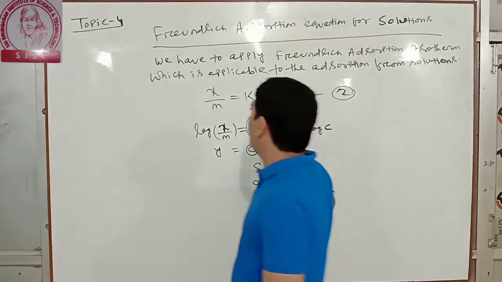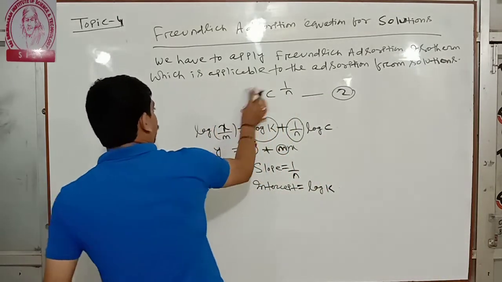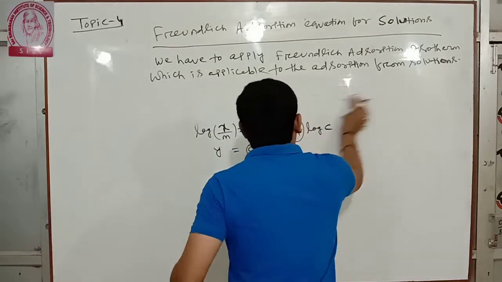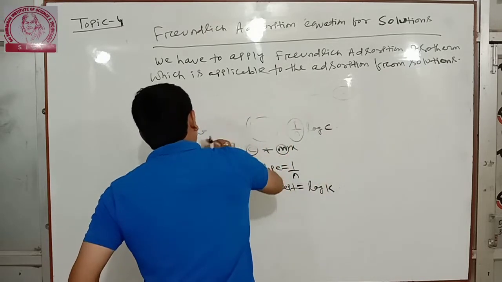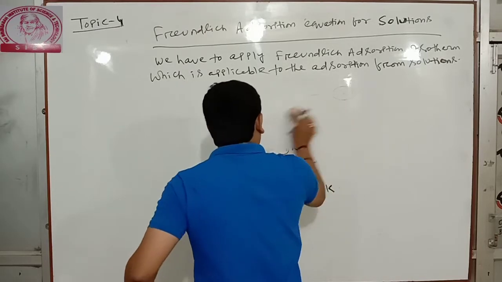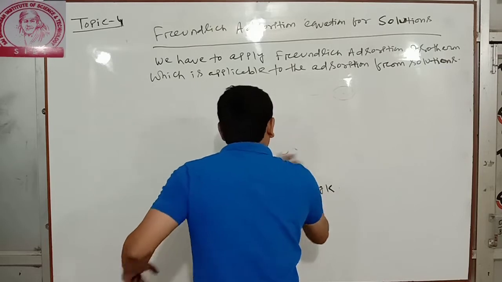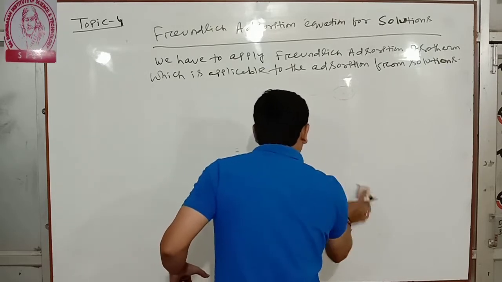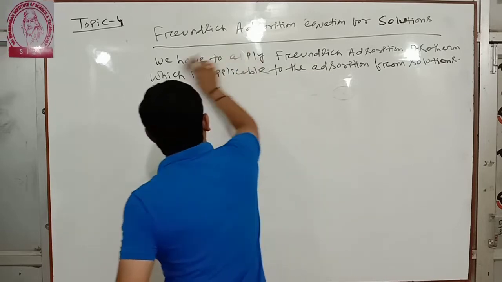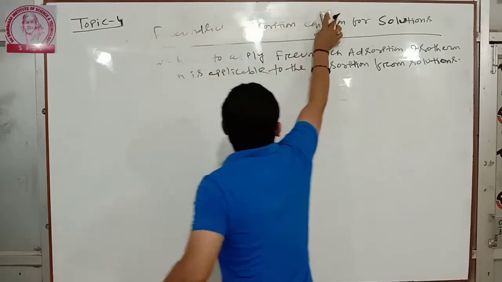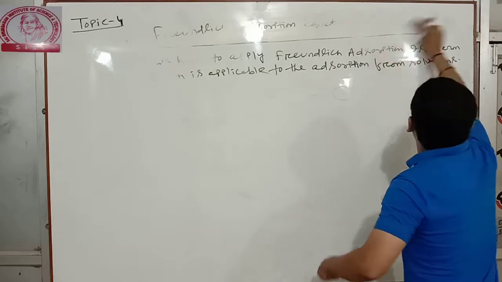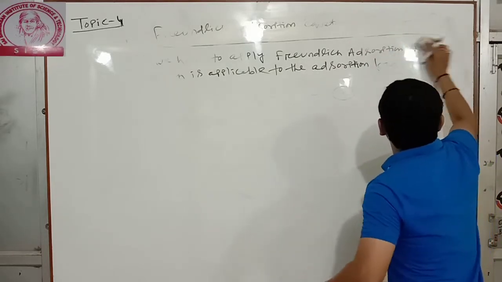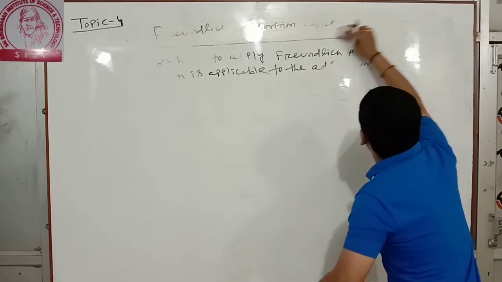Next is adsorption isobar. What is isobar? Isobar is constant pressure. Adsorption isotherm is constant temperature, adsorption isobar is constant pressure.